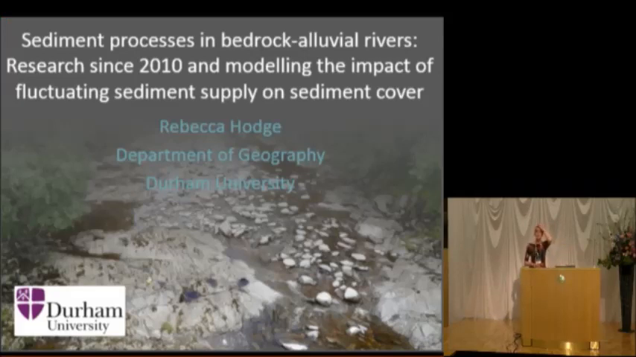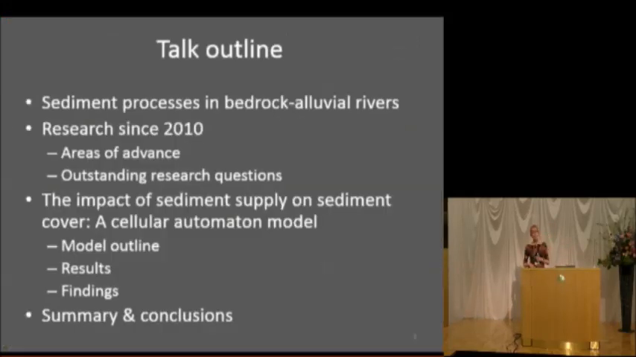Like my chapter, this is a bit of a talk of two halves. I want to start by thinking about what makes bedrock alluvial rivers a bit different to standard gravel bed rivers. And also thinking about what's happened in this research area since 2010. So Jens did a really nice summary paper 5 years ago. So what are the big questions that have been addressed since then? But I also want to look forward and say, okay, well, what do we need to do, hopefully in 5 years' time?